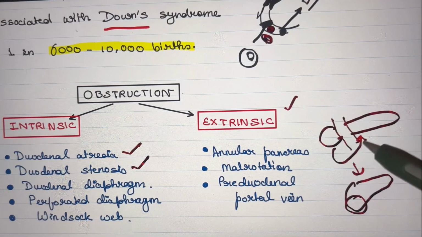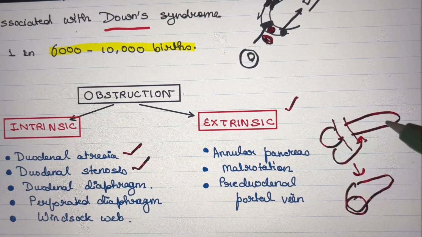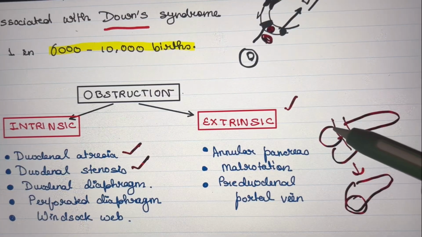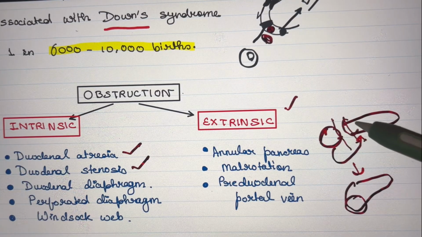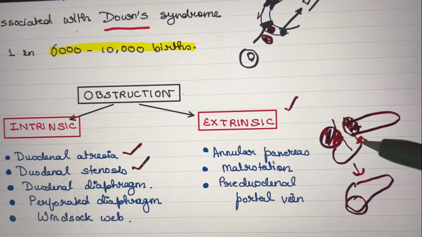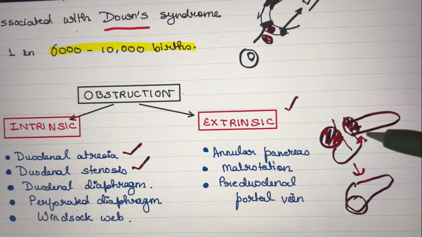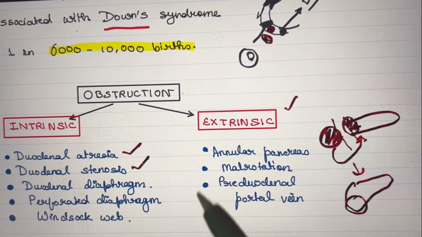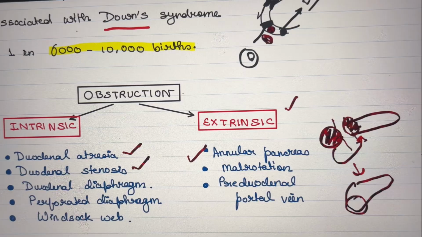If the rotation is not smooth or complete, there is annular pancreas, this side also and this side also. The pancreas is annular, therefore the pancreas will push the duodenum and this will cause duodenal obstruction. So this will also cause duodenal atresia. The one extrinsic cause is annular pancreas. Second is malrotation of gut, and third is pre-duodenal portal vein. If present, that might also cause duodenal atresia. So these are the causes of duodenal atresia.